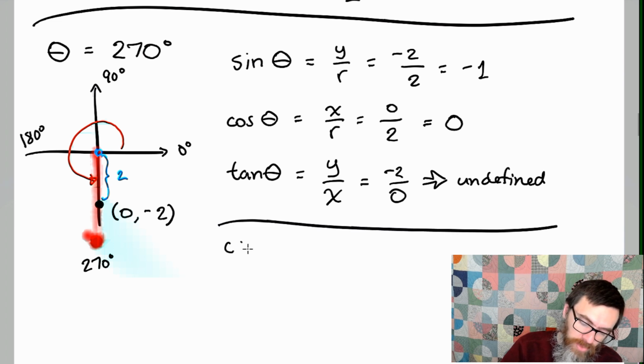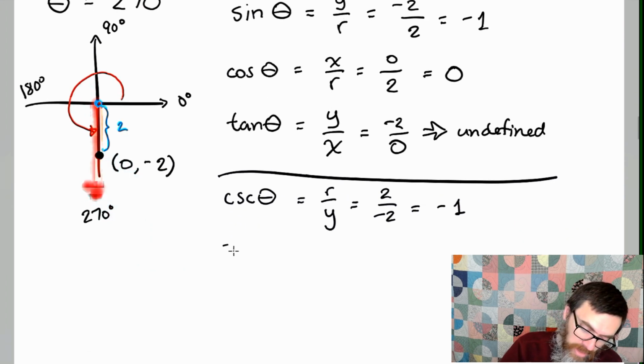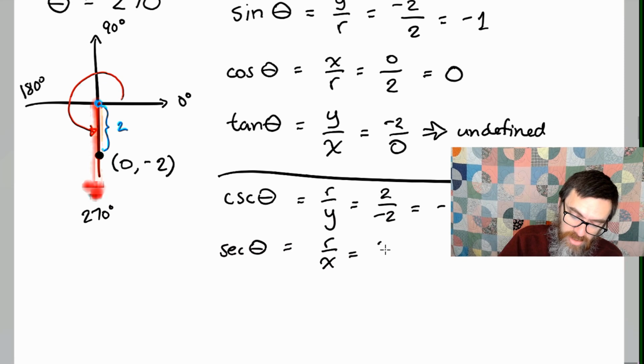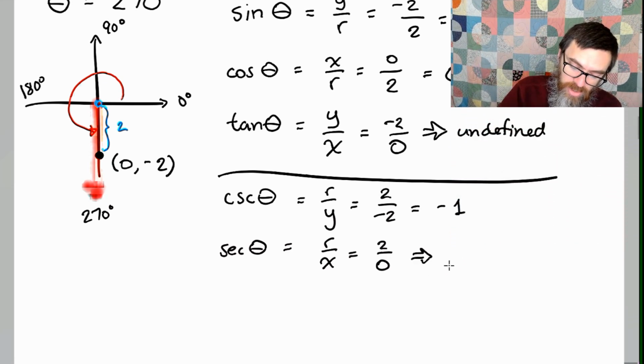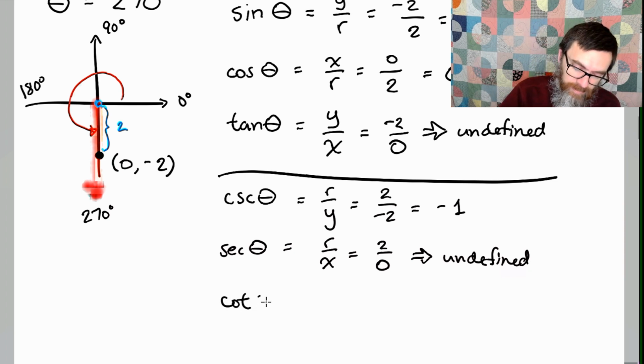All right, so let's look at doing those reciprocal functions. So cosecant is supposed to be r over y, which is 2 over -2. It's still -1. Okay. Secant is the reciprocal of cosine. So r over x, which is 2 over 0, which is going to make us undefined. Remember, you can't divide by 0. So when 0 is under the line, the expression is undefined.